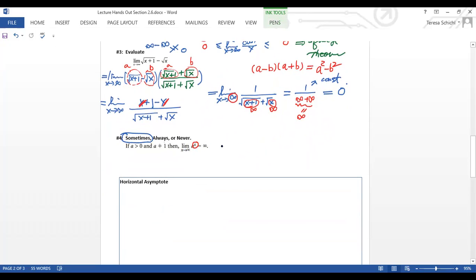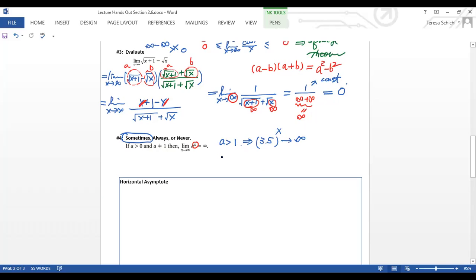Why is it sometimes? Okay, so if a is greater than 1, think about it. You take the exponent higher and higher. So for example, I have a 3.5, and I take the x exponent. Then x gets bigger and bigger. So what happened here? This one goes to infinity.